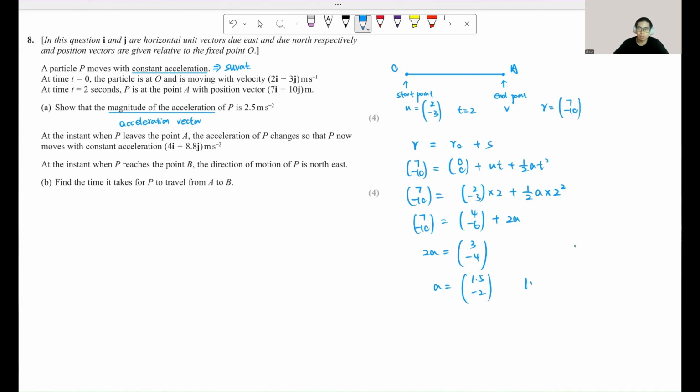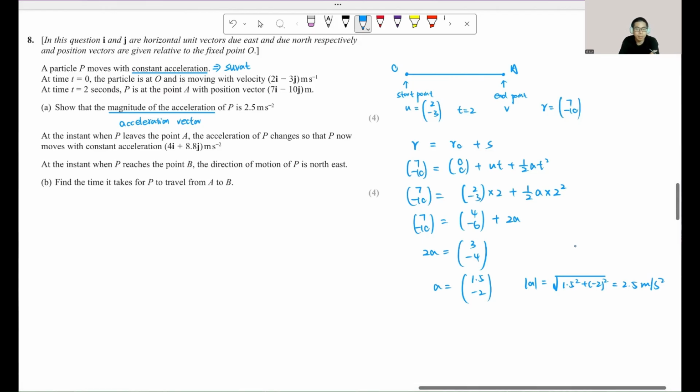So the magnitude is equal to the square root of 1.5 squared plus -2 squared. Let's put it in the calculator. That should give us the correct answer. So 1.5 squared plus -2 squared, the square root is equal to 2.5 meters per second squared. So part A is done.